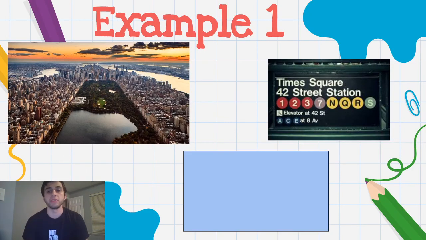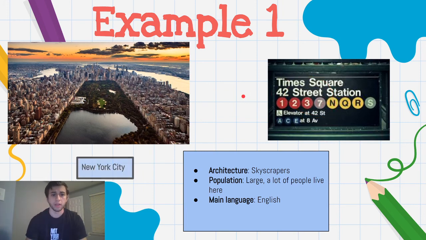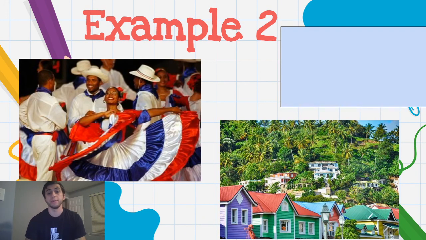Let's look at some examples of human characteristics. So this place, I see that there are huge skyscrapers. I also see that the population is very large because of all the huge buildings I see. I think that a lot of people live here. Also, the main language is English because this sign is in English. This place is New York City. Now it's your turn. What type of human characteristics do you see in this picture?